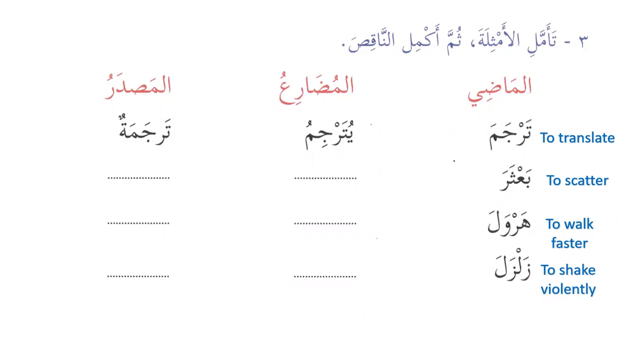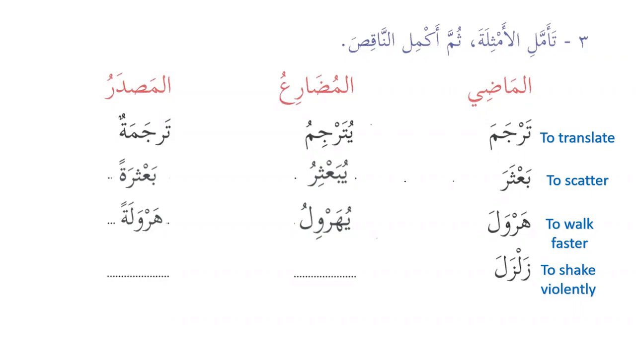So tarjama, yutarjimu, tarjamatan or tarjamatun, is to translate. And then we have ba'thara. So what will be the mudari of ba'thara? Yub'athiru, ba'tharatun. Ba'tharatun, excellent. Ba'thara yubathiru ba'tharatun, to scatter. And then we have harwala. Yuharwilu, harwalatan. Excellent. And harwala is used in the hadith.